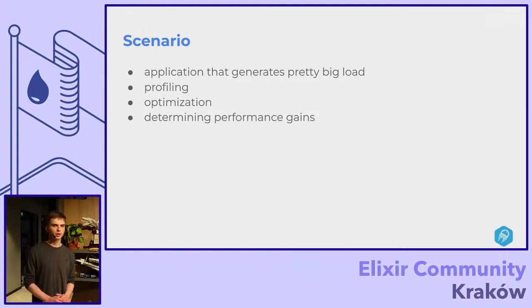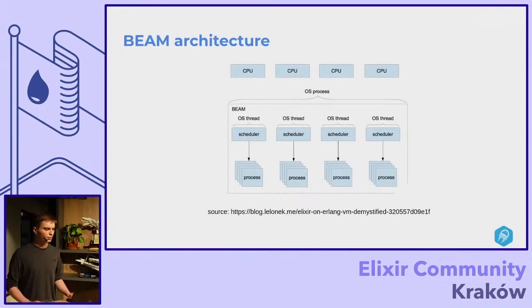The first thing that might come to your mind is, hey, let's just check CPU load, and we will see whether it is higher or lower after introducing our optimization. And that's a pretty good idea. However, in case of the Erlang virtual machine, it might not be a fully reliable metric. To understand why CPU load might not be a fully reliable metric, we have to dive a little bit into the BEAM internals. So let's start with the BEAM architecture.